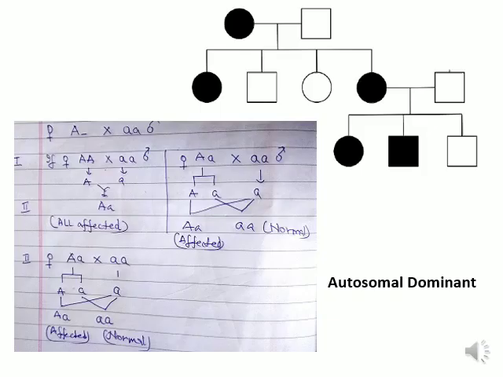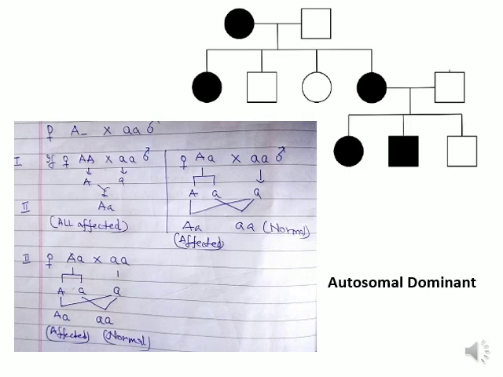So let us find out. First, try out whether it is autosomal dominant or X-linked dominant. If it is autosomal dominant, the genotype of the female, since affected, will be heterozygous, not homozygous, because if it were homozygous, all the progeny would be affected. But here we find both affected as well as normal. So a heterozygous female and a normal homozygous recessive male give affected individuals and normal individuals in equal proportion. In the next generation also it is the same.